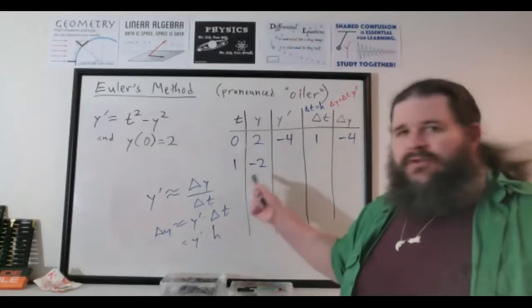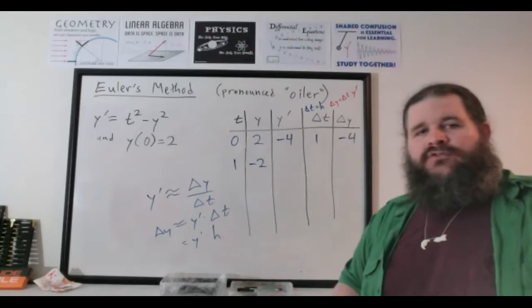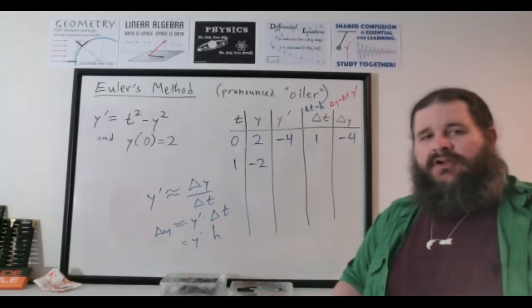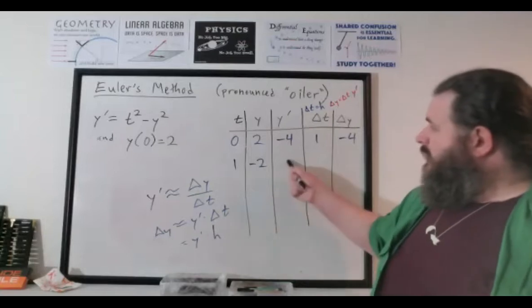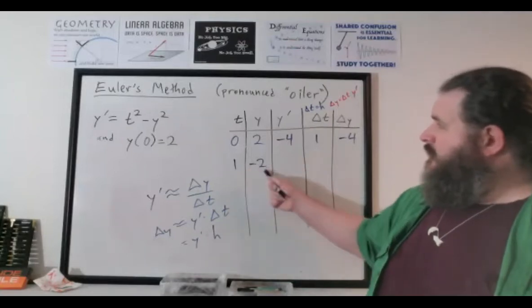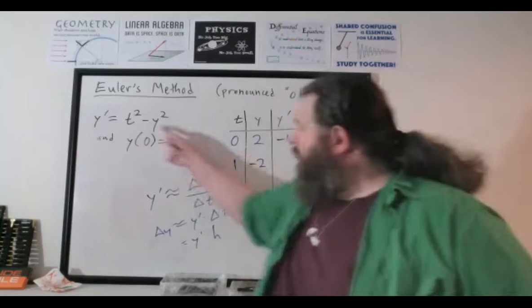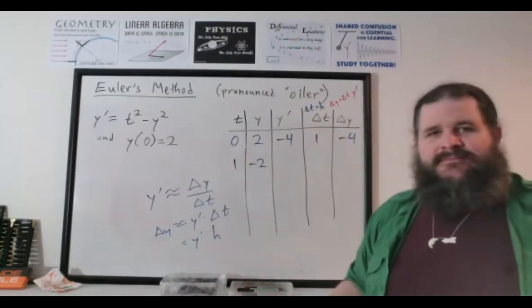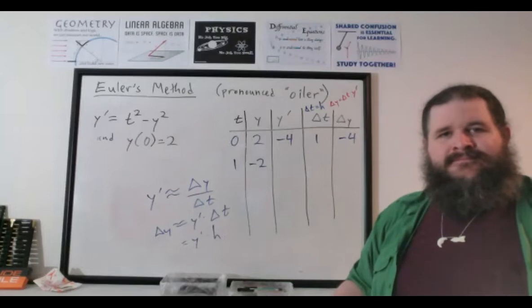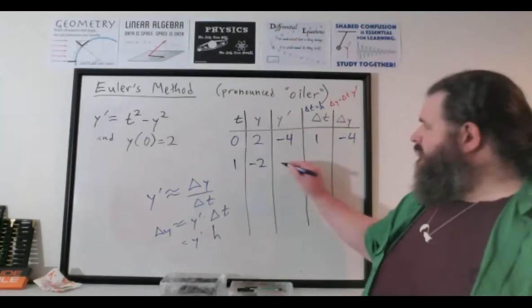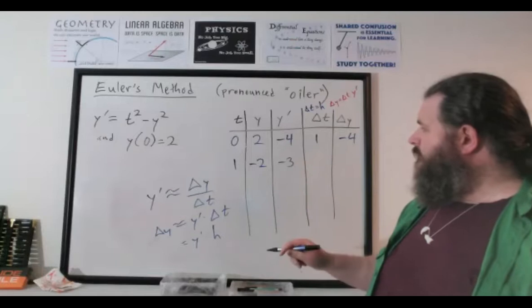So (1, -2) is the next point we're looking at. That won't truly be a point on the solution curve, but it'll at least be fairly close to it. And then we recalculate y prime. Plug in 1 for t and -2 for y, and what do we get here? -3. Yeah, so that means the new slope is -3.